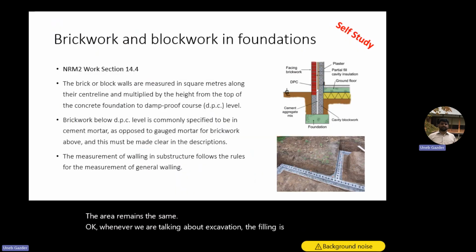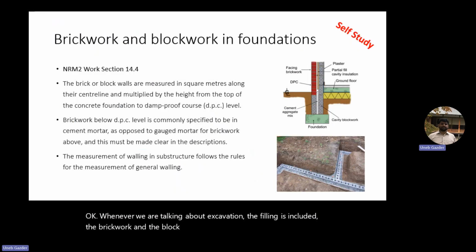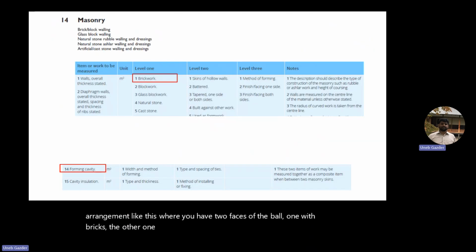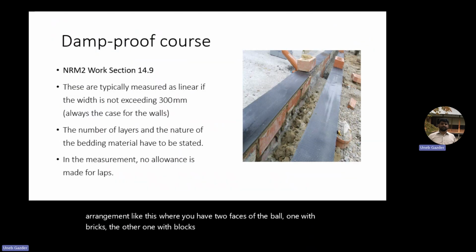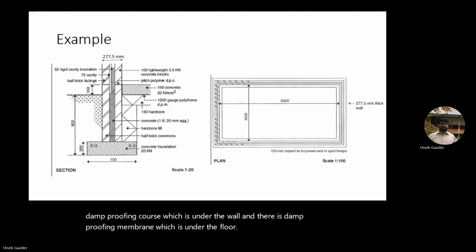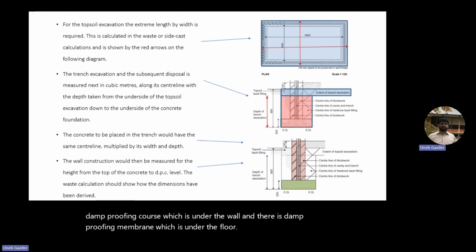The brickwork and the block work. External walls are usually brickwork and internal walls are block works. And you may have some arrangement like this where you have two faces of the wall, one with bricks, the other one with blocks. Okay. And damp proofing. There's damp proofing course, which is under the wall, and there's damp proofing membrane, which is under the floor. Okay, we have looked at all these examples.